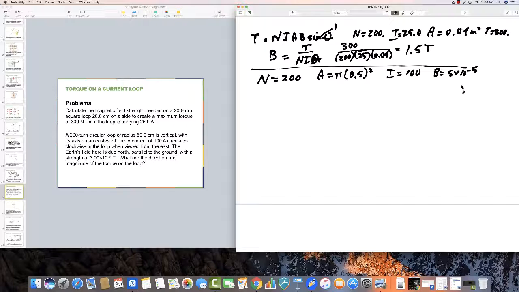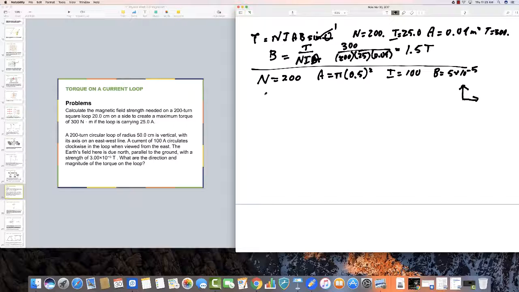And it's going to be due north, and this is traveling clockwise as you view it from the east, excuse me. So it's coming like this. So it's going to be in this direction.